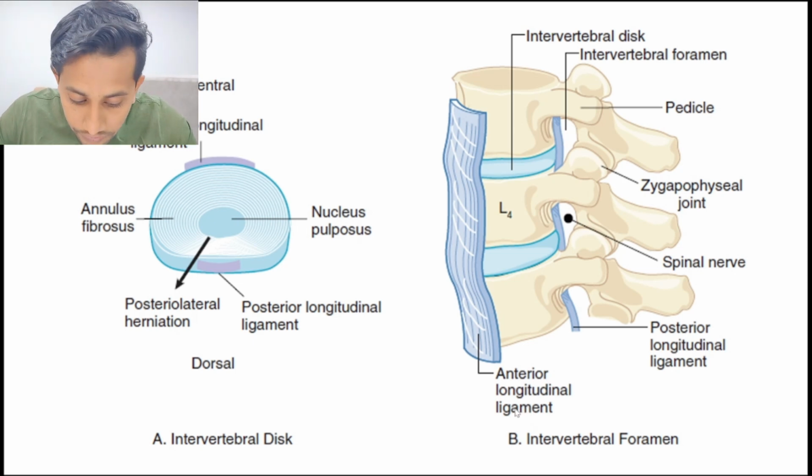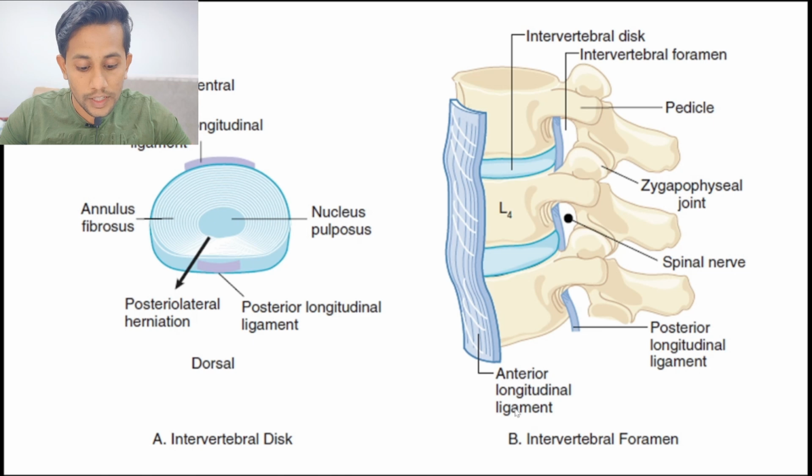Now, why will it always herniate posteriorly to the side? If you see this ALL compared to the posterior longitudinal ligament, it is way more thick and sturdy compared to the posterior side. And the nucleus pulposus, if it were to herniate, not only will it herniate on the dorsal side but also on the lateral side.